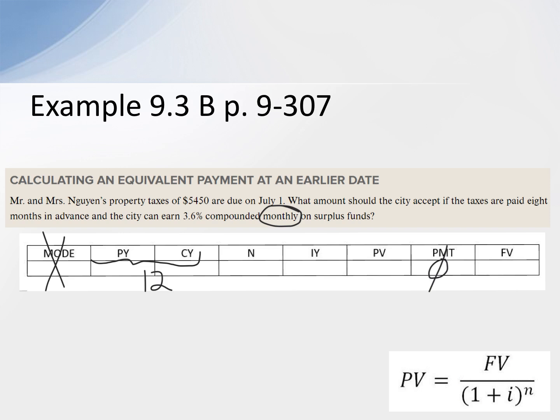Our N, okay, it's going to be for 8 months in advance. So our N is calculated by multiplying CY by the number of years. In this case, it's a portion of a year. So we have 12 times 8 over 12. That's 8 months out of 12 months. So our N will be 8.